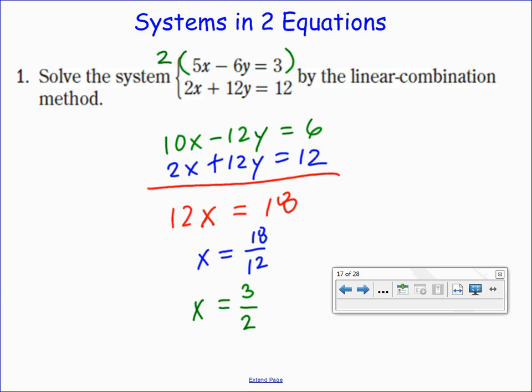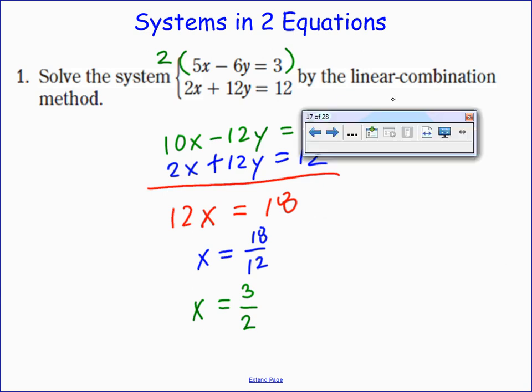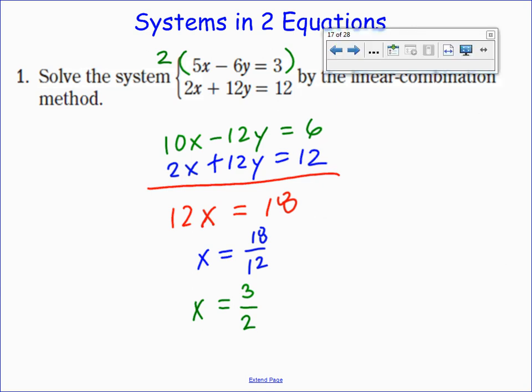Because if you plug in 3 halves, it'll just be 3 plus 12y equals 12. Absolutely. That coefficient of 2 in the second equation is even. It's going to get rid of this denominator of 2, versus the top one, which is going to create a fraction. 5 times 3 halves is going to be 15 halves. It's still a fraction. And so when we have the choice, be purposeful in your selection.